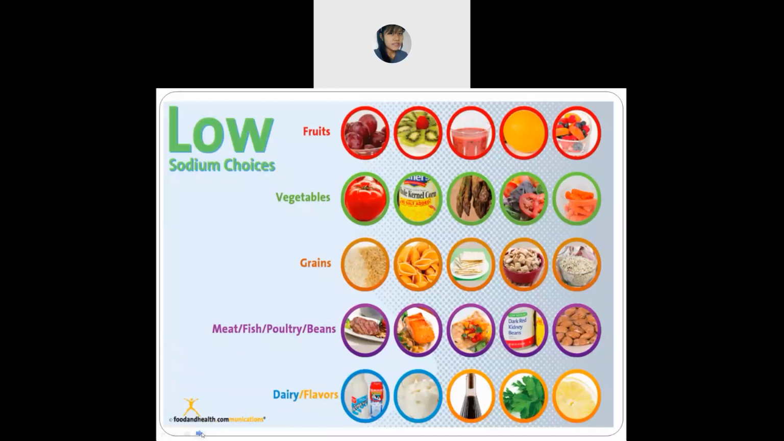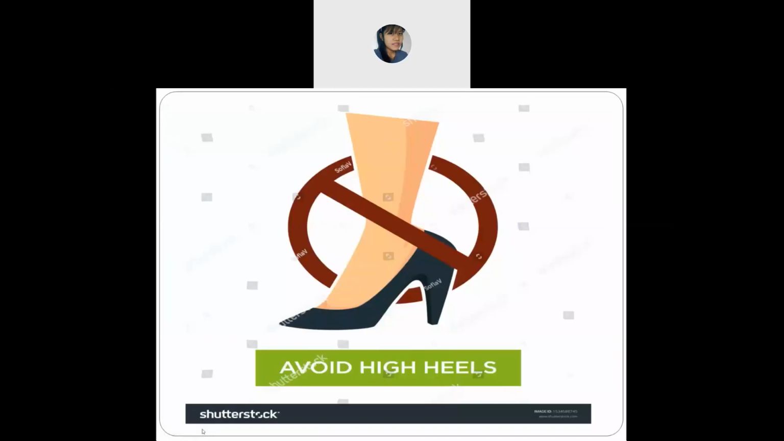Next, they should avoid wearing high heels, especially women, because if they wear heels, they will put pressure, and ultimately it will affect the veins also. So they should not wear this kind of shoes.